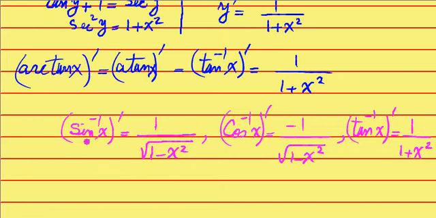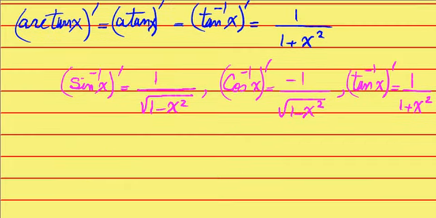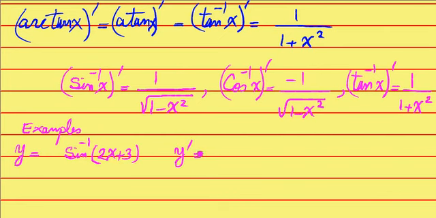somewhat messier, especially for secant and cosecant. Cotangent is not all that bad. Before we get there, maybe just do some simple exercises. Suppose I have y is equal to, so here we're going to do some examples. Sine inverse of, say, 2x plus 3. What is y prime? So what are we doing here?